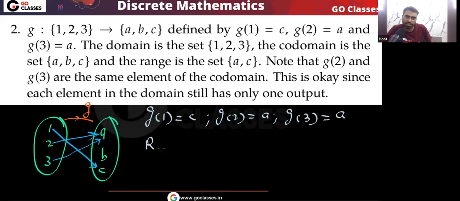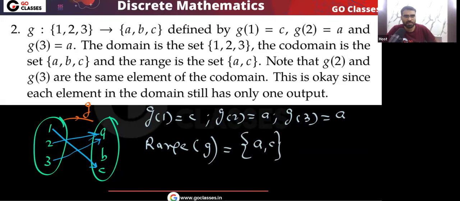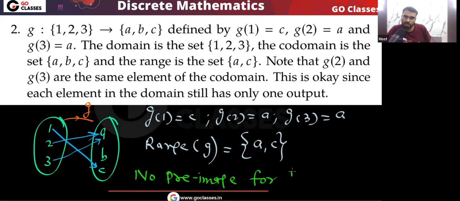So what is the range of this function G? I am asking the range of this function G. So that will be basically A comma C. Yes or no? Because this element B has no pre-image, right? There is no pre-image for B. No element of the domain is mapping to B. Agree? You can see in this domain, no element is mapping to B.